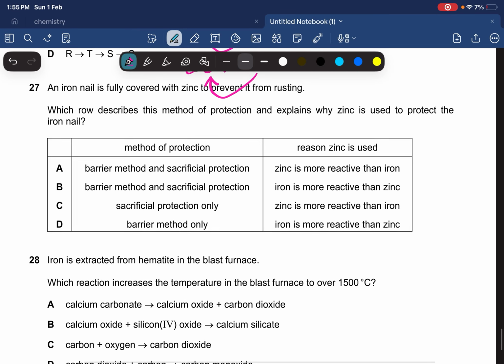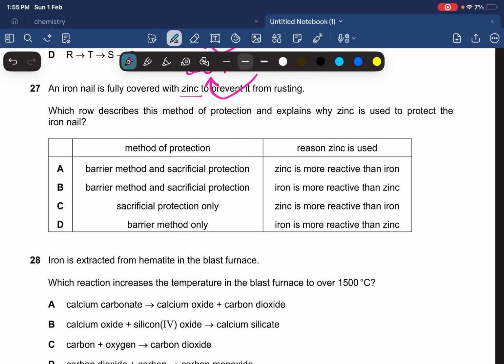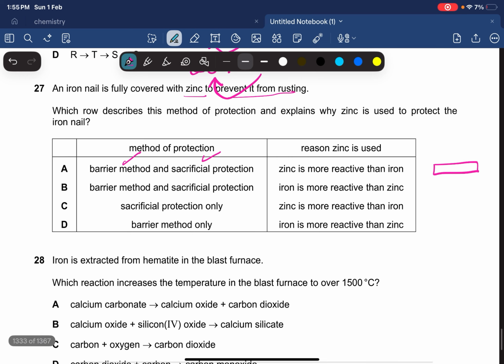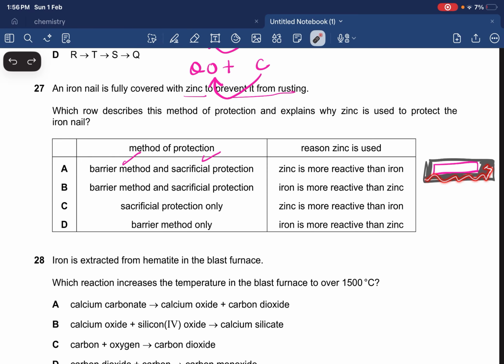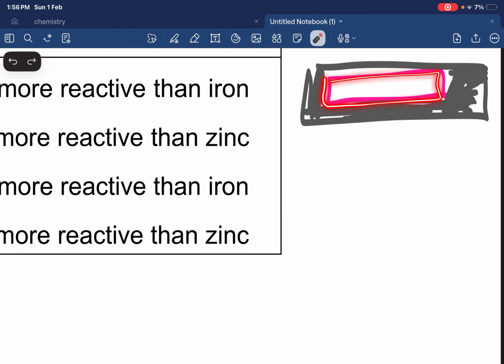No worries. An iron nail is fully covered with zinc to prevent it from rusting. Which row describes this method of protection and explains why zinc is used to protect the nail? Method of protection. It's both barrier and sacrificial. It's barrier because this is your iron nail and this is your zinc, right? So now, first you're adding a barrier over it. This zinc is a barrier for this iron nail.